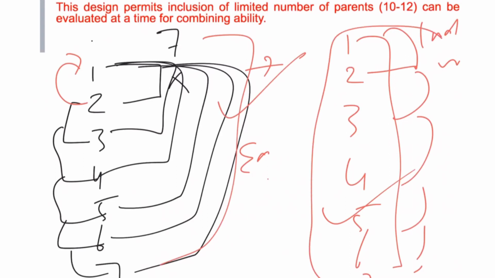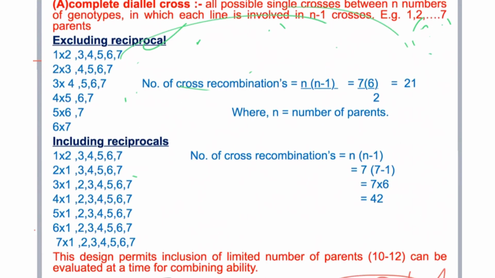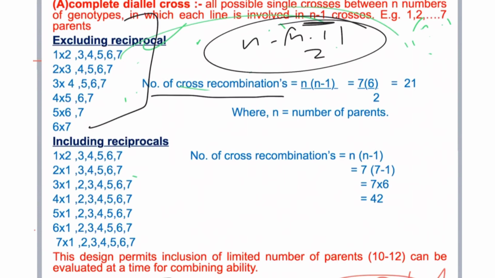Including reciprocals, the analysis is quite tedious and unmanageable, while excluding reciprocals analysis is usually done during the trials. Now let's come to the analysis excluding reciprocals. Suppose there are n equals 7 inbred lines. The number of cross combinations is n(n minus 1)/2. This is the formula for excluding reciprocal diallel cross. So n is 7, the number of inbred lines: 7 minus 1 is 6, times 7 is 42, divided by 2 is 21.